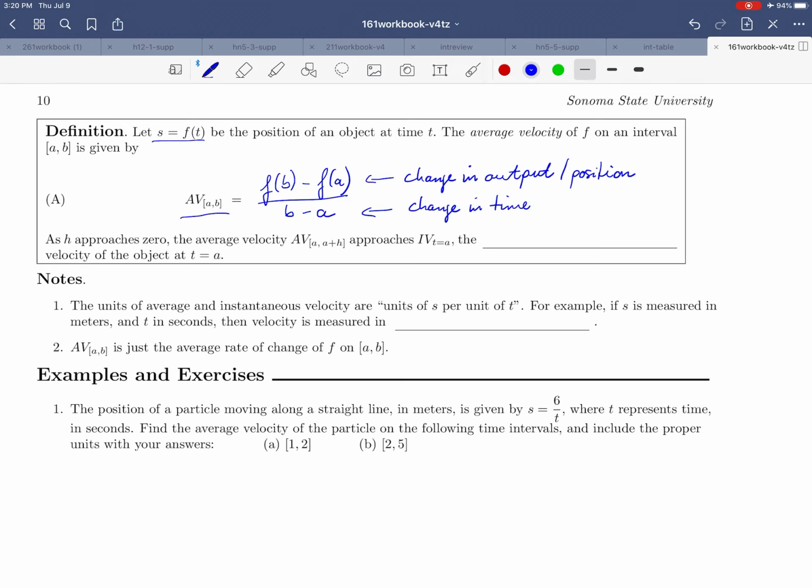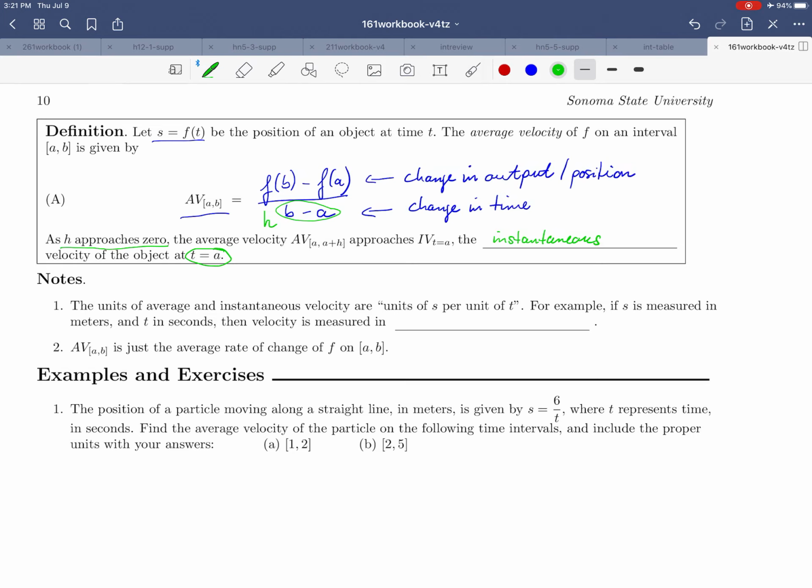And as our time interval, so that is the difference between a and b right here, so that is the length of our time interval, we can call that h. As that h, that length of our time interval, gets smaller and smaller, as h approaches 0, the average velocity approaches the instantaneous velocity of our object just at one moment in time, at t equals a, which was the start of our time interval from before. So we can use average velocities on shorter and shorter time intervals to approximate instantaneous velocities.